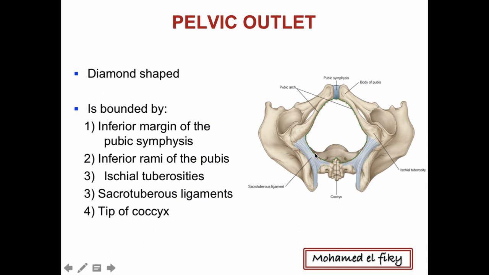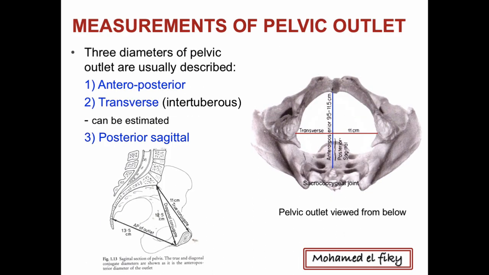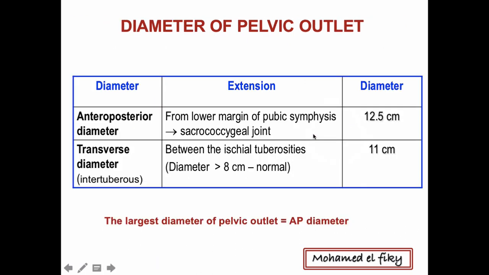Diameters of the pelvic outlet, two diameters, anteroposterior diameter and transverse diameter. This table showing the diameters of the pelvic outlet, anteroposterior diameter 12.5 centimeter, transverse diameter 11 centimeter.